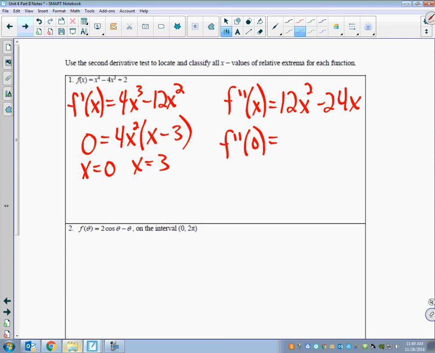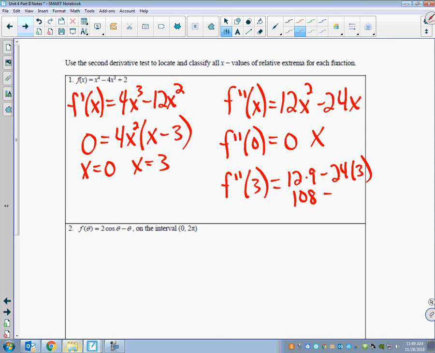And notice on this one, if I plug 0 in there, I'm going to get 0, which is no good because that fails. But if I plug 3 in there, I'm going to get, what, 12 times 9 minus 24 times 3. 12 times 9 is 72. Is that true? I'm totally making that up. 12 times 9 is 108, I believe.